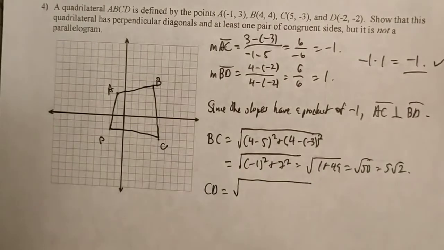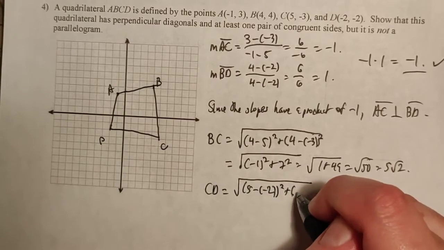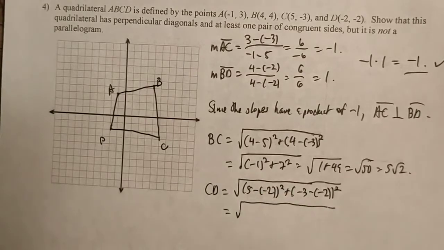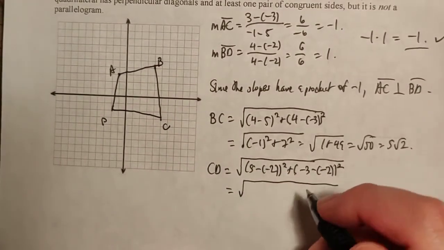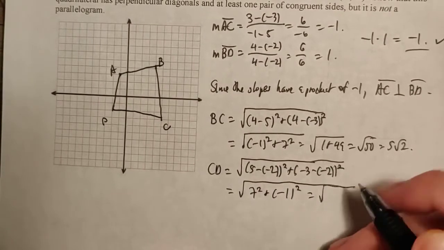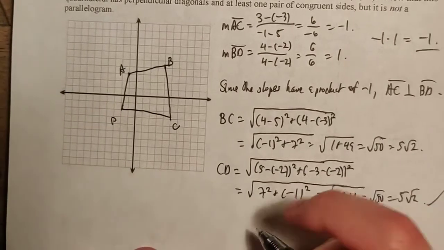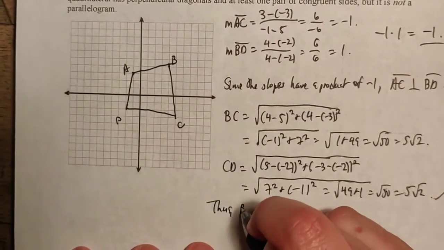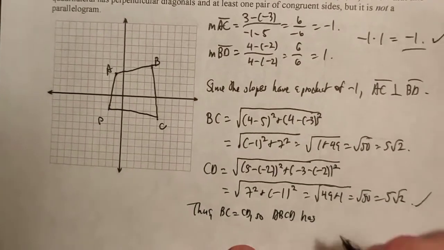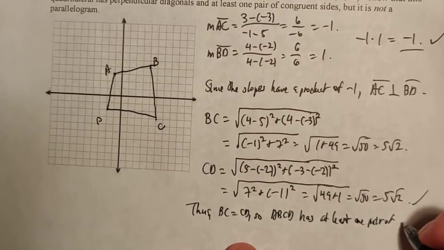CD, we're going to do the same thing. We're going to go ahead and write this out here. So it's going to be (5 minus negative 2) squared plus (-3 minus negative 2) squared, all under the square root. Again, we do the same thing here. We just do the arithmetic. You let the arithmetic do the heavy lifting for you. So 5 minus -2 is 7 squared. And then we have -1 squared. So yet again, it works out really well. We get 49 plus 1, which is radical 50, which is 5 radical 2 here. So thus, BC equals CD. So ABCD has at least one pair of congruent sides.